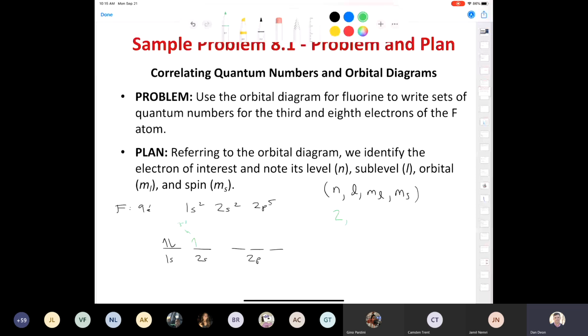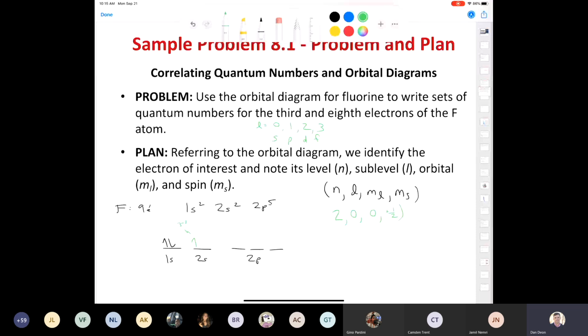Remember, when we have L equal to 0, 1, 2, or 3, we have S, P, D, and F. And since we have a 2s, that means that our L is equal to 0. When L is equal to 0, ML can only equal 0, and our MS, since the arrow is going up like this, we're going to call it plus a half. So plus 1/2 like that. Okay. Now, that was the 3rd.